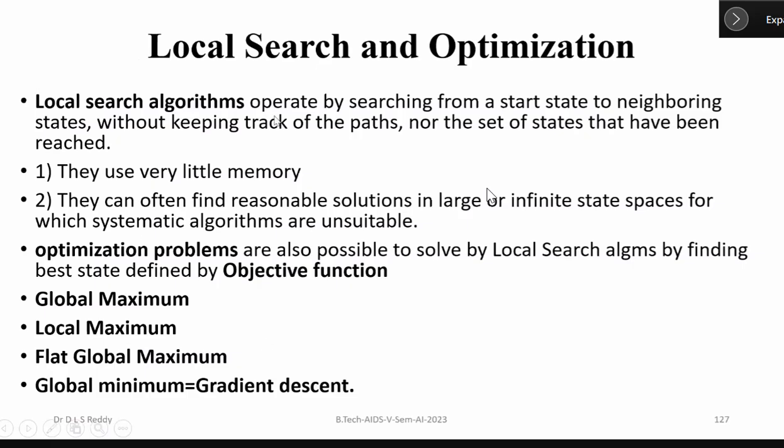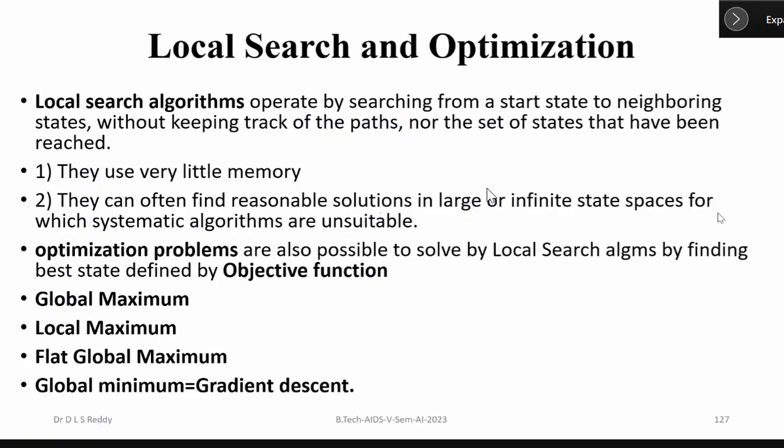Local search algorithms operate by searching from the start state to neighboring states without keeping track of the paths nor the set of states that have been reached. They don't store any of the states. It will store only the current state, and whichever neighboring state it selects, only that will be stored. So there is very little memory. They can often find reasonable solutions.